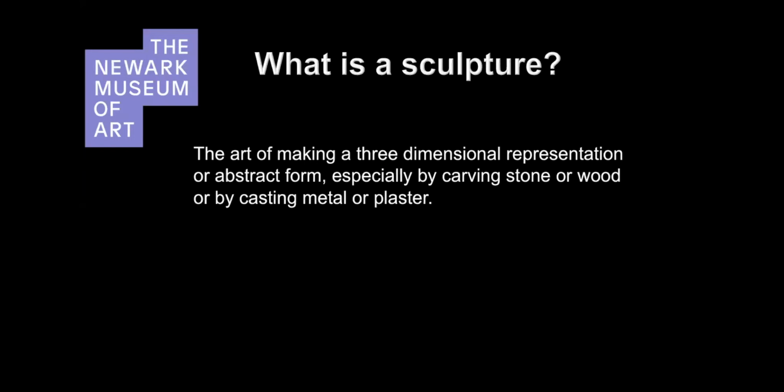What is a sculpture? The art of making a 3-dimensional representation or abstract form, especially by carving stone or wood, or by casting metal or plaster. Sculpture falls into 4 distinct categories: molded, cast, carved, assembled. Within those distinctions, artists use many different materials to achieve their desired goals, each with its own significance to the artist and what they are trying to express.